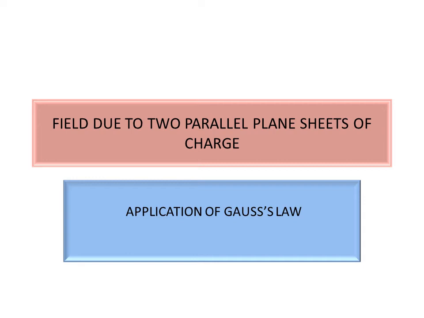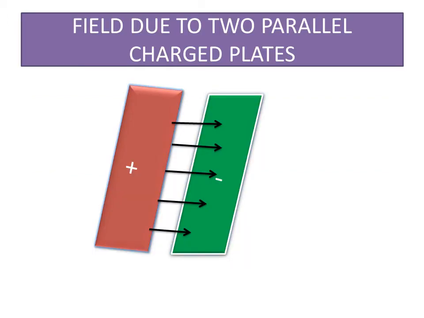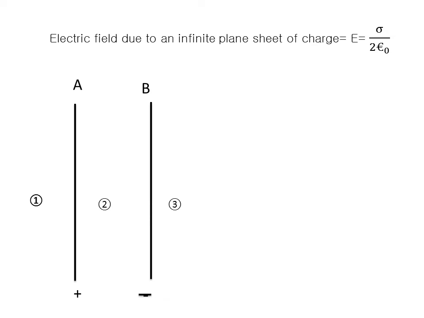Now we are going to find the field due to two parallel plane sheets of charge. Here we have two parallel plane sheets. One is positively charged and the other is negatively charged. Electric field due to an infinite plane sheet of charge is E equal to sigma by 2 epsilon 0, where sigma is the charge density of the plate.